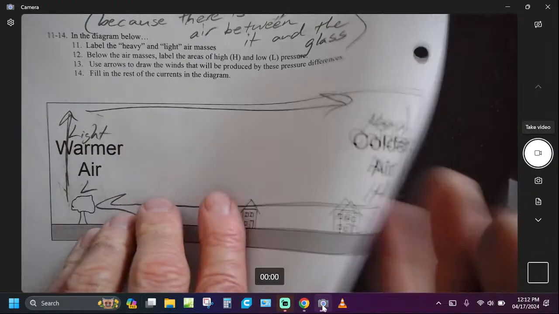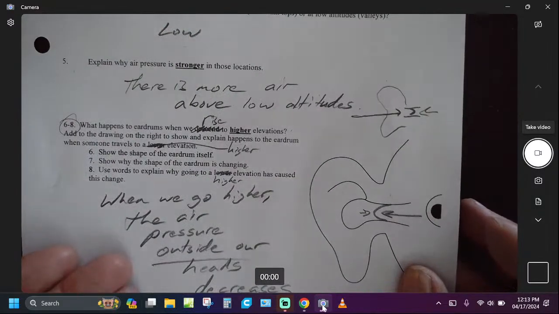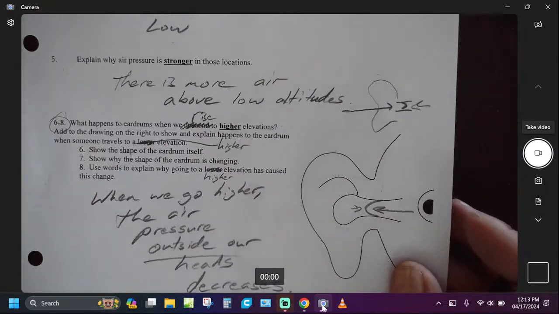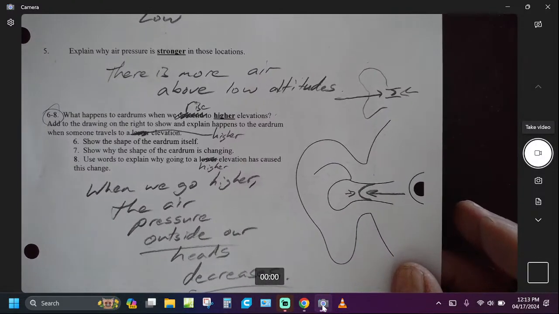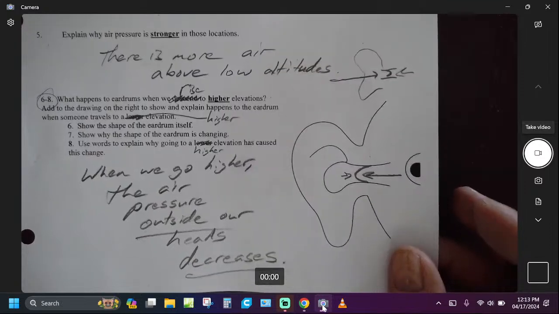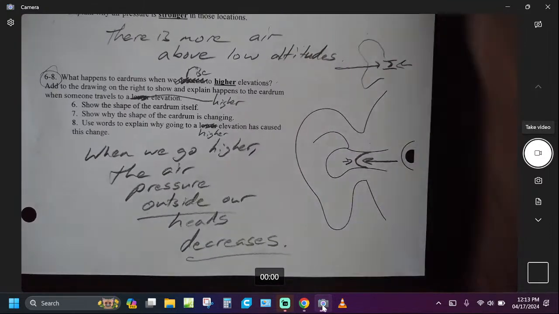So worst case, I may end up just throwing out numbers 6 through 8, or giving everybody credit for 6 through 8. I think that might be the smart thing to do. I don't know what I'll do, but I might do that.